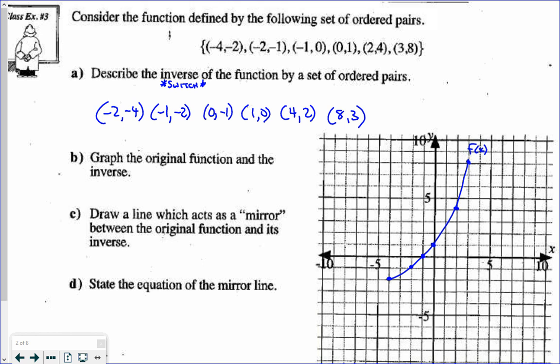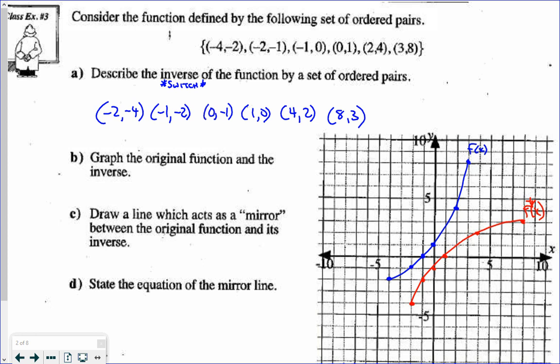Now I'm going to plot those on there as well. So -2 comma -4, -1 comma -2, 0 comma -1, 1 comma 0, 4 comma 2, and 8 comma 3. And I'm going to connect those ones. And I'm going to call this one f to the -1 of x to show that that is the inverse.